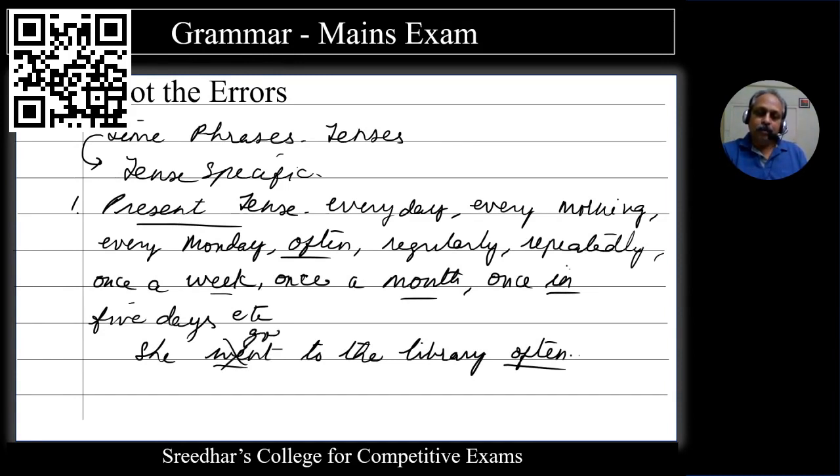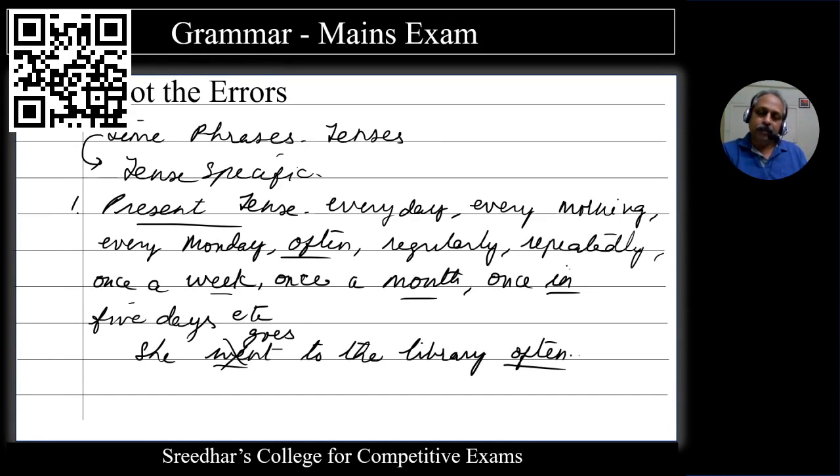She goes. She goes to the library often. She goes to the library every Monday. She goes to the library regularly. She goes to the library once a week. In one second you can decide the sentence should be in present tense, not in past tense. And what is the best part of this approach?